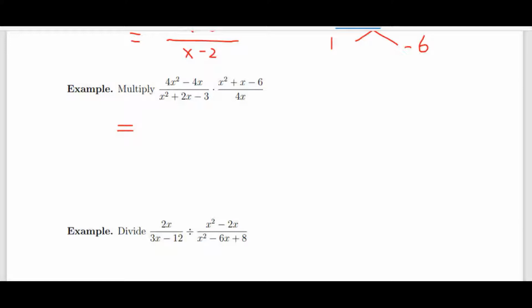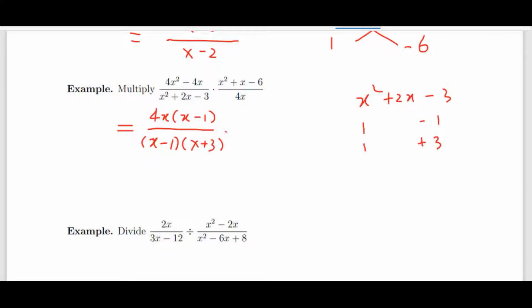So this means we need to factor. We just try factoring first. Okay, 4x squared minus 4x, we can take 4x outside, so this is x minus 1, right? So x squared plus 2x minus 3, I think we can factor this as x minus 1 and x plus 3.